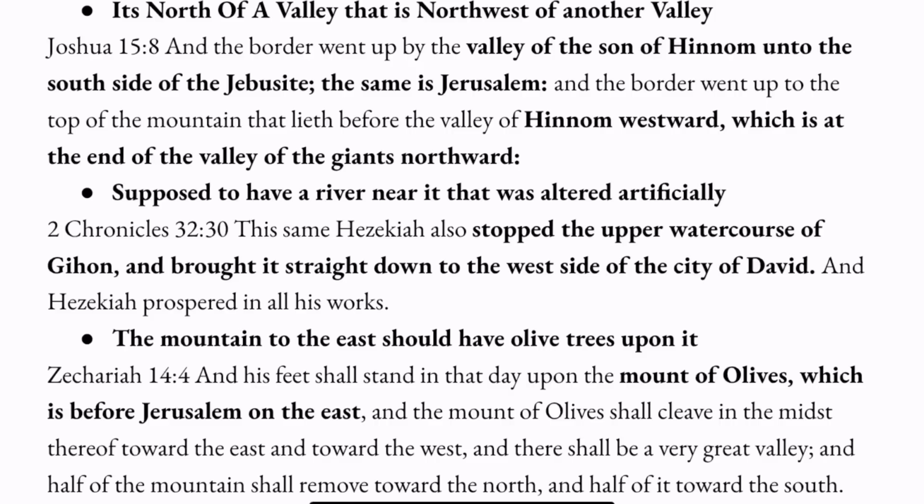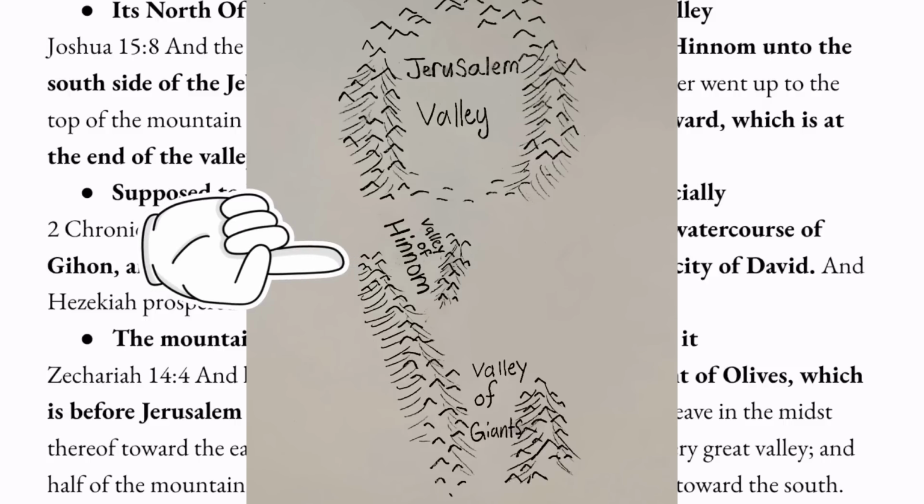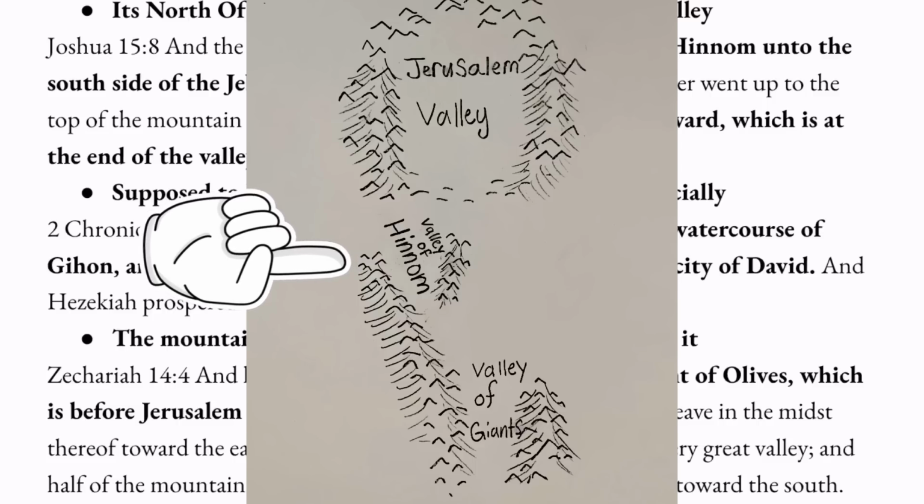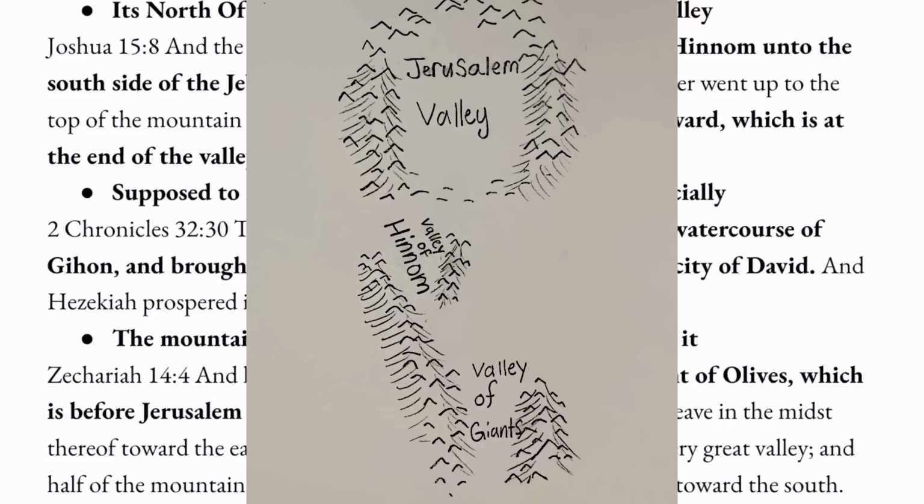And the border went up to the top of the mountain that lieth before the valley of Hinnom westward. So the valley of Hinnom has a mountain to the west. Okay, pay attention to that part. We know the valley of Hinnom is south of Jerusalem, and there's a mountain to the west of the valley of Hinnom. Every valley is in between two mountains, right? Or multiple mountains. But in this case, the mountains are east and west, and one of the mountains is to the west.